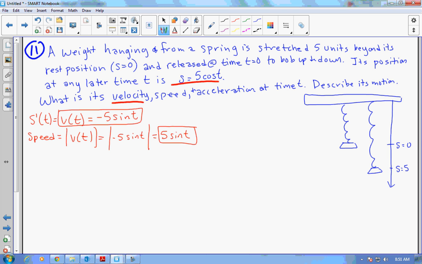Acceleration. How do we get acceleration? S double prime, which is the derivative of the velocity, which is acceleration. So if the velocity is negative 5 sine t, Rebecca, what would the derivative for the acceleration be? The derivative of negative 5 sine t. Yep. Great. Any questions there?